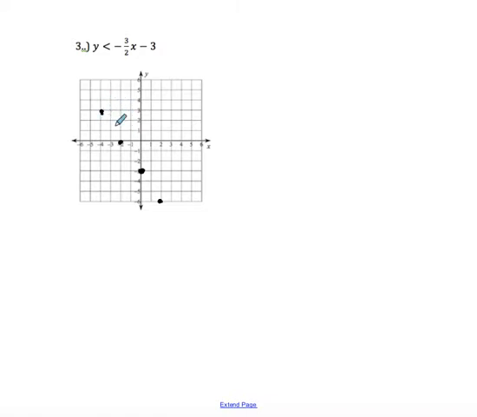Step 2 is to decide, am I going to have a solid or a dashed line? This symbol right here tells me that I'm going to use a dashed line because it isn't just a less than sign. It's not less than or equal to. So I'll grab my line tool here and draw in a dashed line. See if I can adjust that a little bit to go through those points. It's easier to draw with a ruler on paper than it is on this program. And so step 3 is now to add our shading.